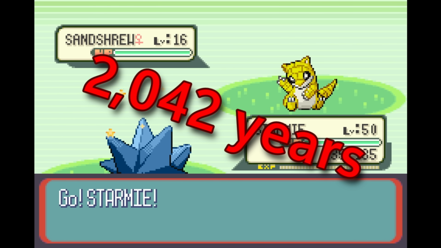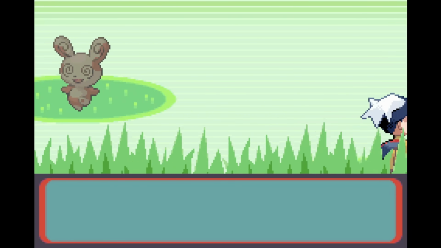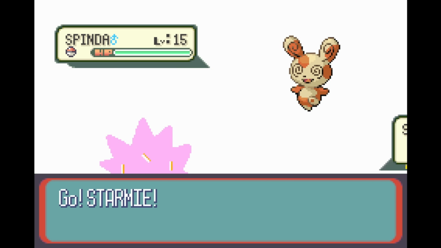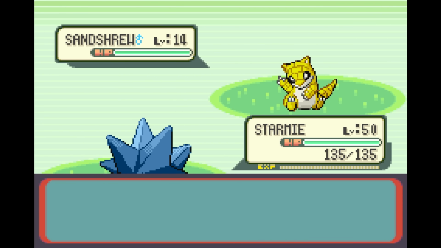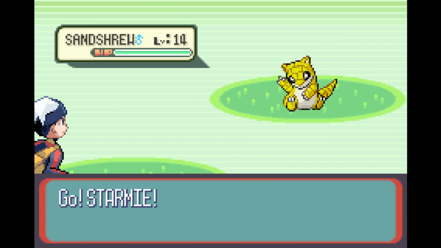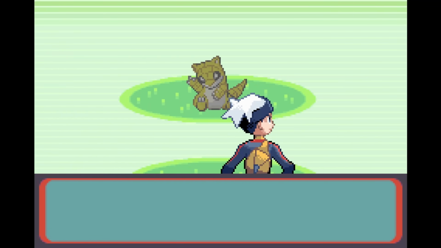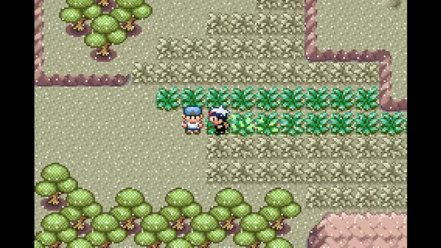Sounds pretty tempting. But before you dive in, there's something you should know about Ruby, Sapphire, and Emerald. While there may be 4 billion possible PIDs, you can't find 4 billion different Spindas in the wild due to how these encounters are generated and the limited encounter slots. And unfortunately, it just so happens that the Spinda Queen is one of those PIDs that will never appear in the wild. That leaves us with only one option.